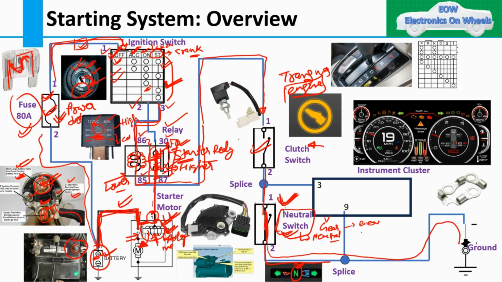As I told you, when you press this particular position to crank, your circuit will be completed till here. Then this coil will start, but only when it gets the ground, and it gets the ground only when your clutch switch is pressed. The clutch switch would be closed.